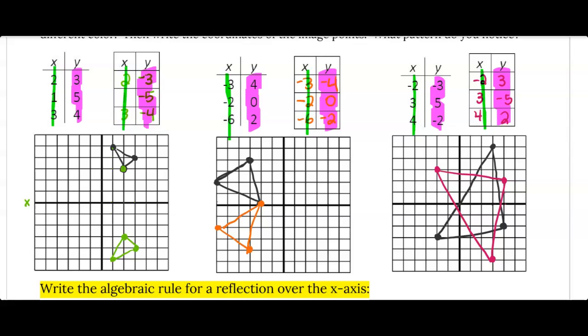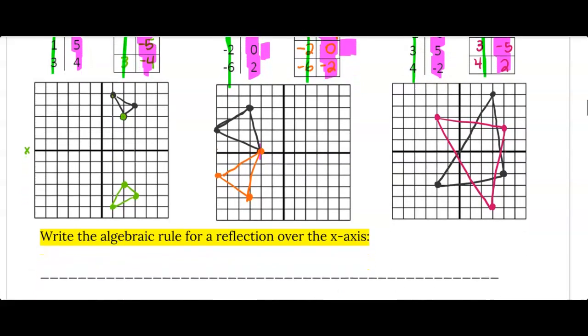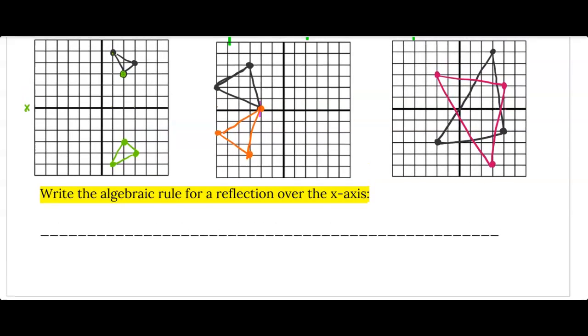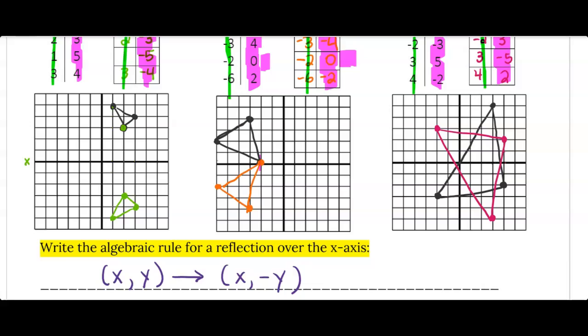The y values that were positive became negative, and the y values that were negative became positive. The only y value that didn't change was the 0, and that makes sense to us because that point was on the x-axis. So if we want to write a rule that shows when we reflect over the x-axis, the sign of the y will change, then we're really multiplying y by a negative 1. The multiplying by 1 will keep the number the same, while the negative will change the sign. So our algebraic rule will be that x, y will map to x comma negative y. So the sign on y changes, the x stays the same.